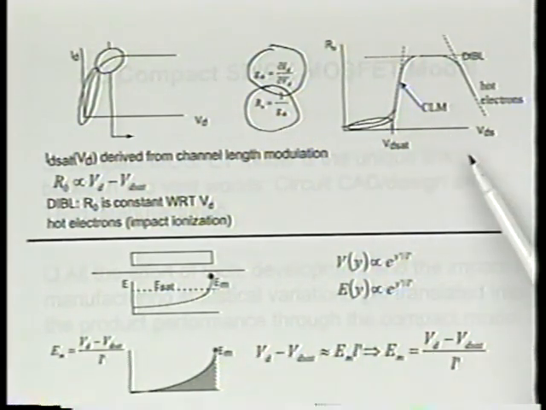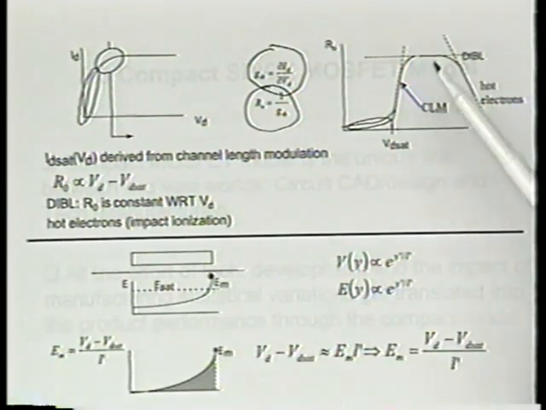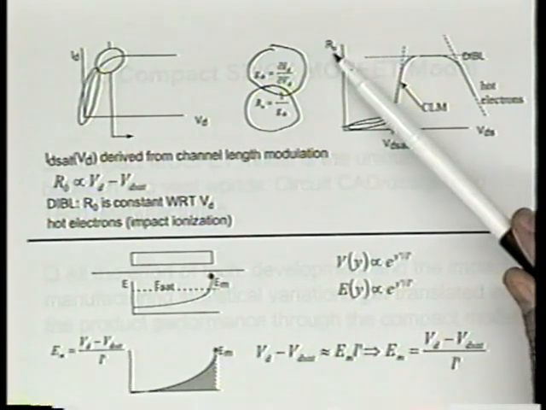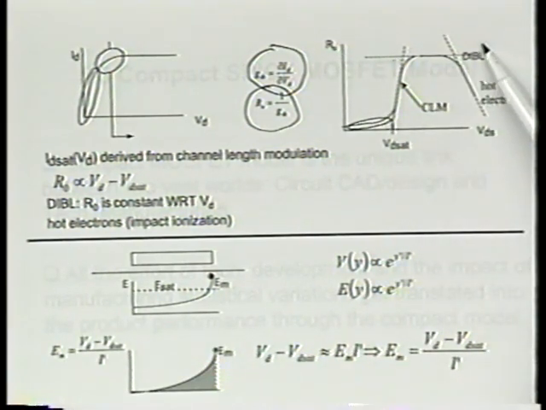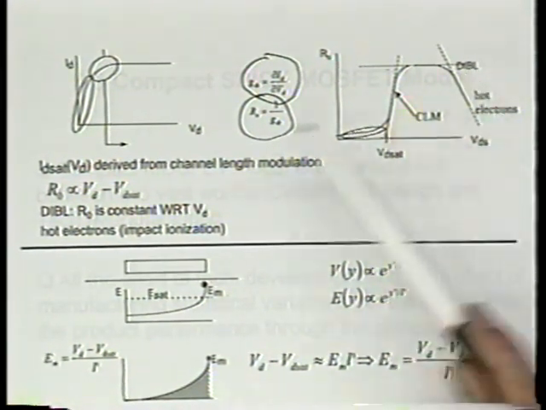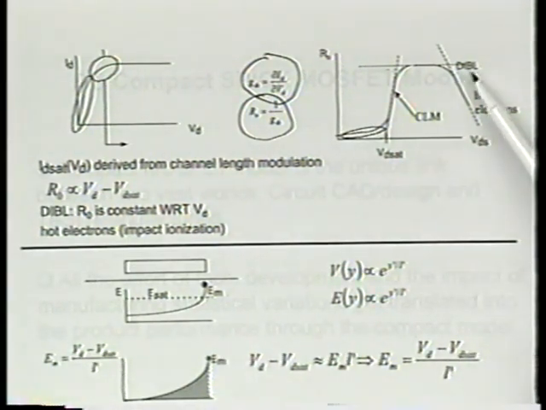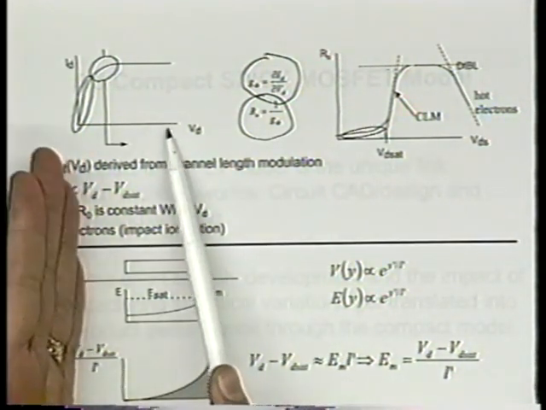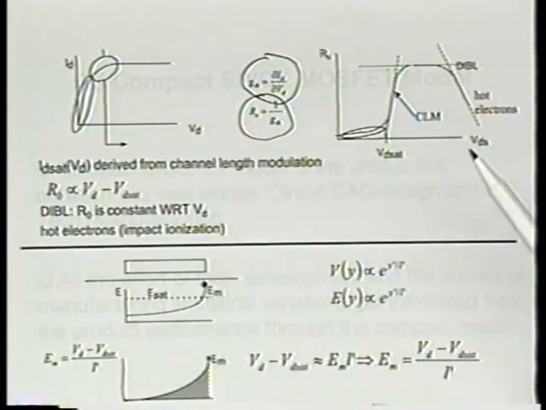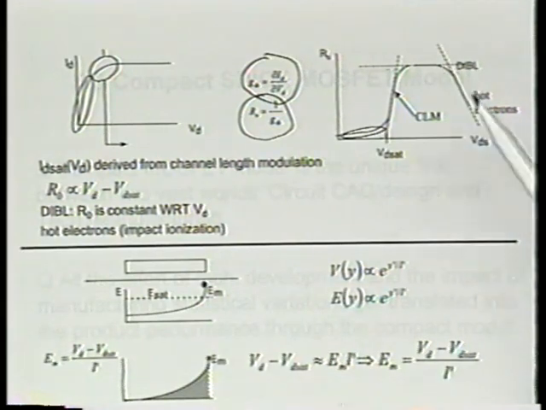Eventually, channel length modulation is no longer the mechanism that determines output resistance. Something else takes over, and we identified that mechanism as drain-induced barrier lowering. As VDS increases, VT drops, therefore current rises. Right? And eventually, this is the part you don't always see, depending on the design of the transistor and the range of the VD operation, we could see a regime where the hot electron effect becomes important, and our out will start to drop.